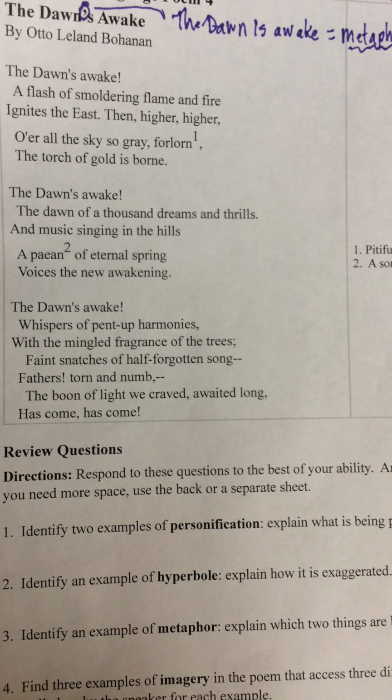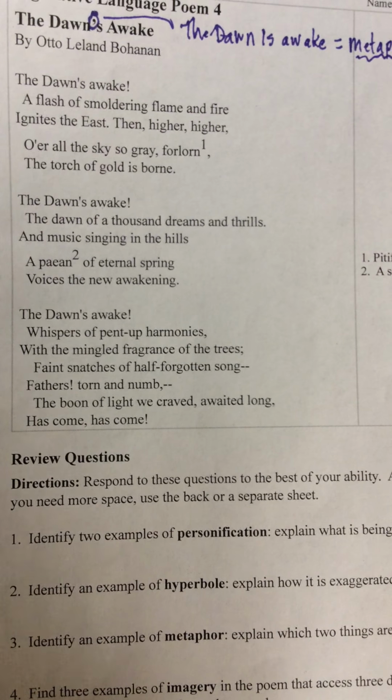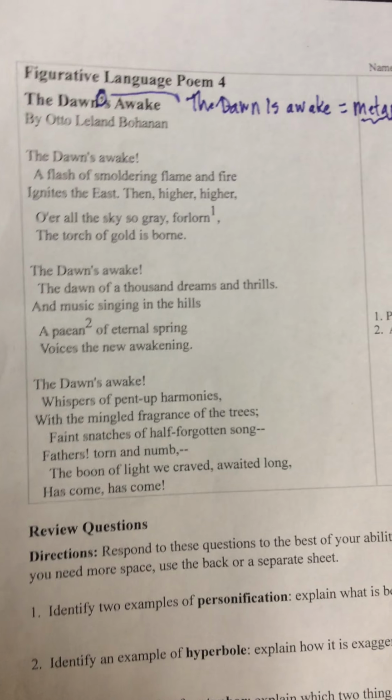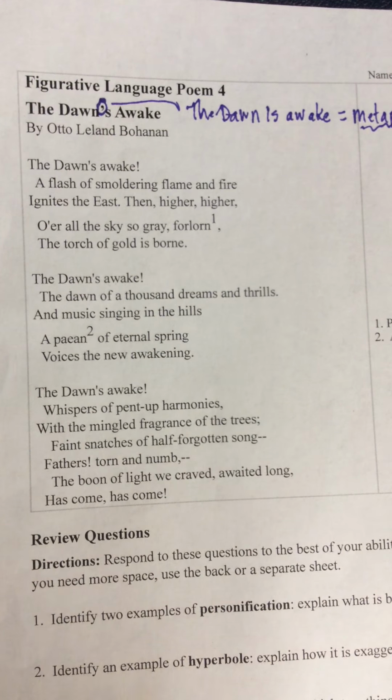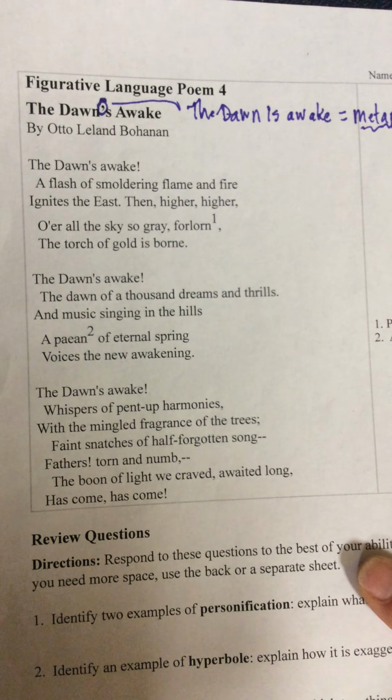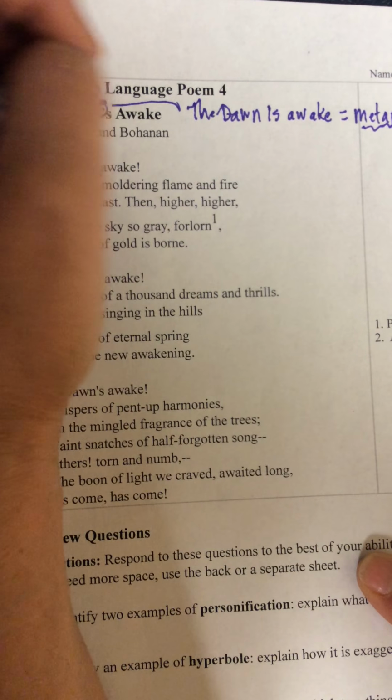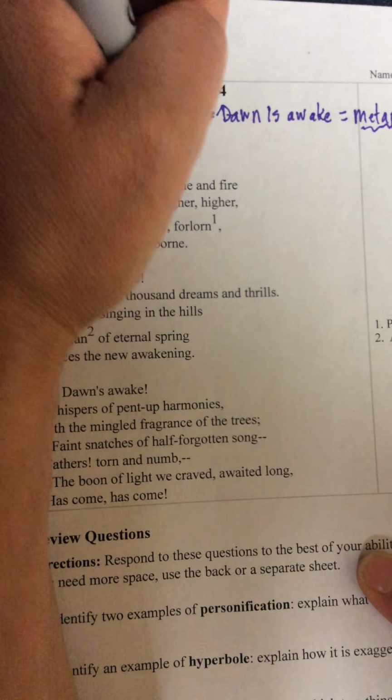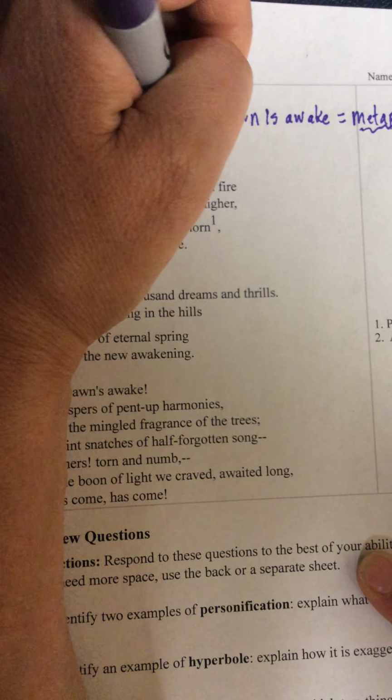So identify two examples of personification. So I'm going to show you two different ways to annotate for personification, just for that first question. And then you're going to continue to find the rest of them on your own. So the dawn's awake, right off the bat. That sounds like a personal quality to me, a human quality, the dawn being awake. So we identified it as a metaphor at first, but it's also personification.